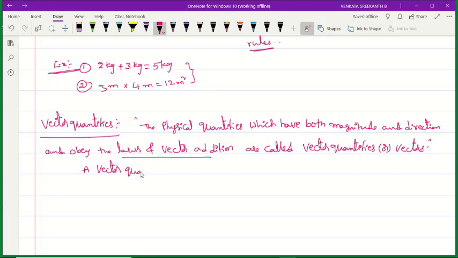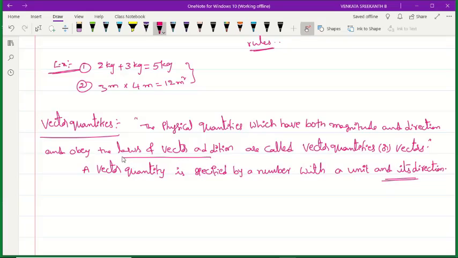This is about the definition. A vector quantity is specified by a number with a unit and its direction.